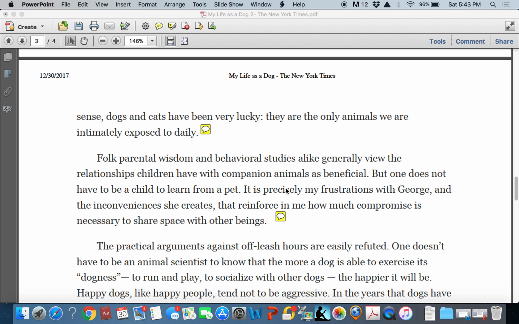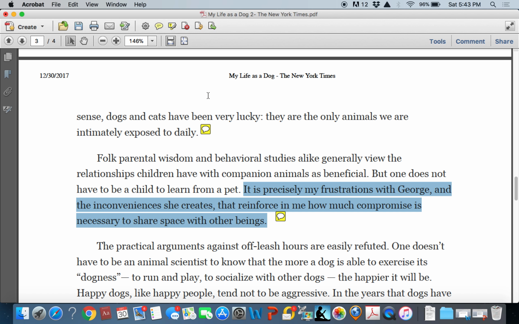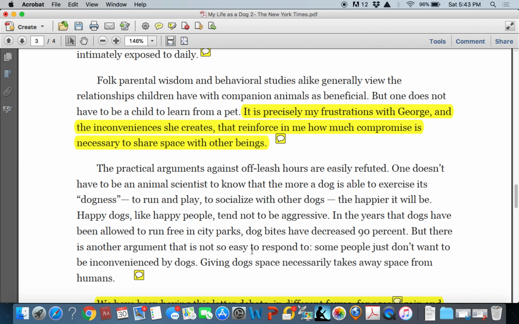Again, he goes back to George and this idea again of compromise. And he says it's precisely my frustrations with George. In other words, his relationship with George teaches him how much compromise is necessary to share space with other beings. And then he goes back to the leash law. He gives us some more statistics.